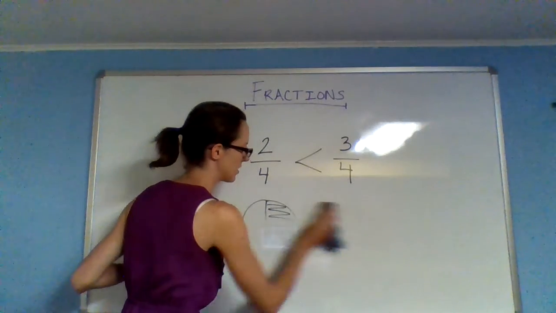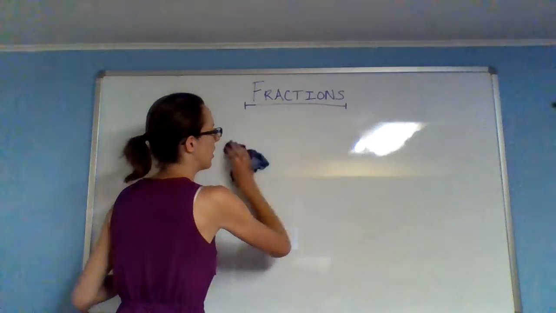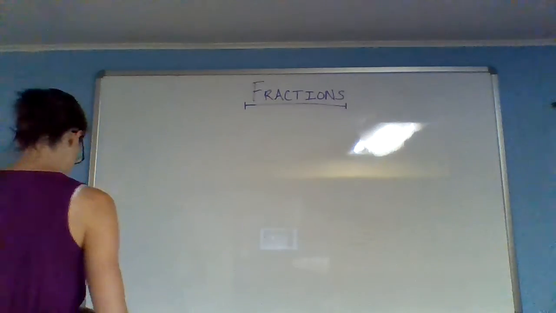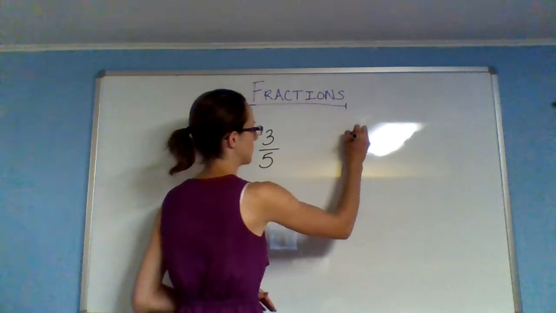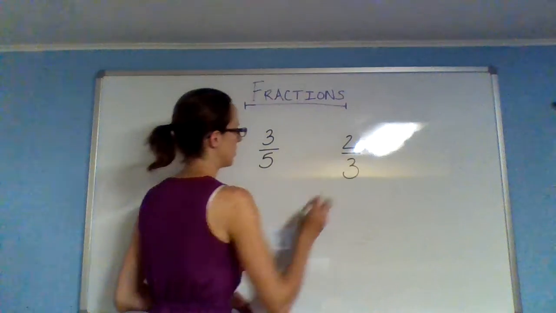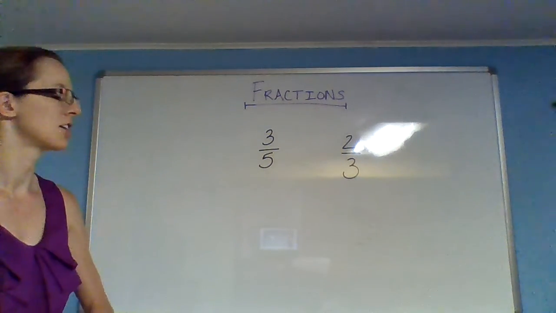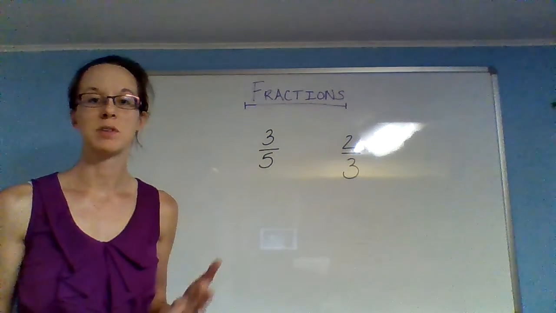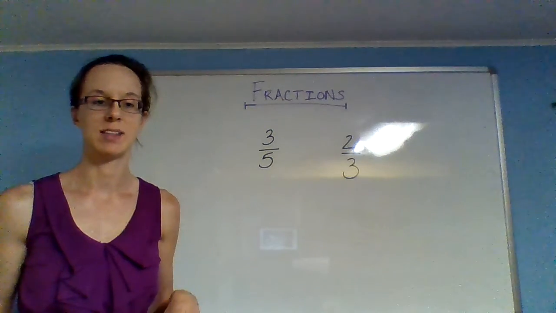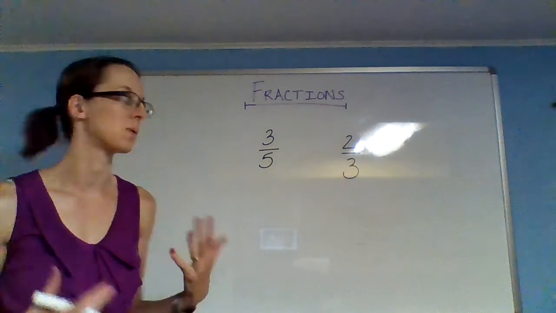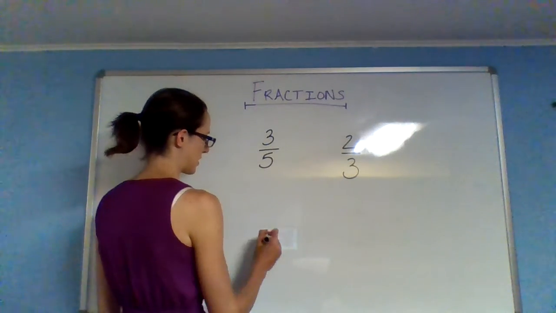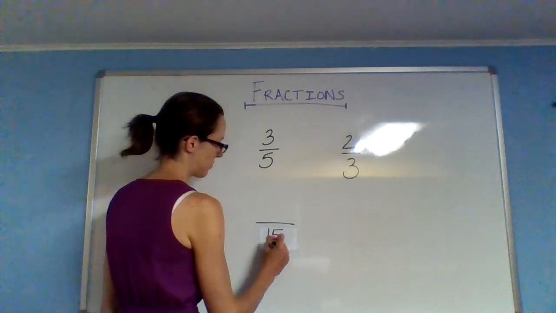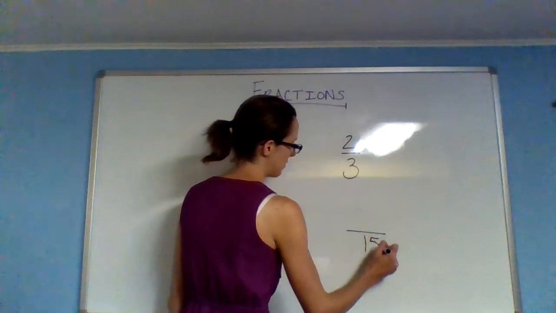If the numerators and the denominators are different, so 3/5 and 2/3, I would suggest that you turn them into some kind of fraction that has either the same numerators or the same denominators. An easy way to do this is by multiplying denominators together. So you could make fractions that are out of 15.